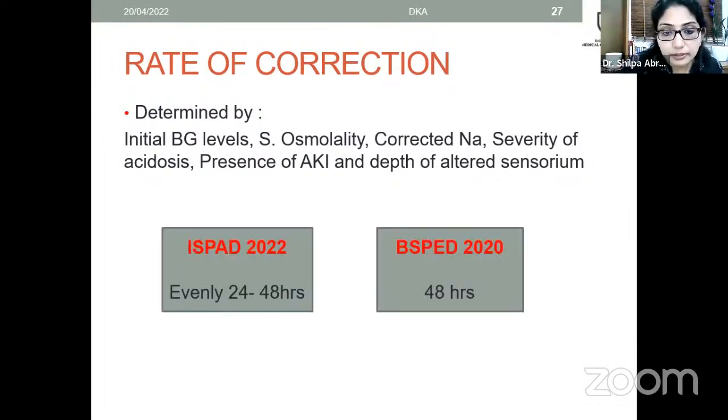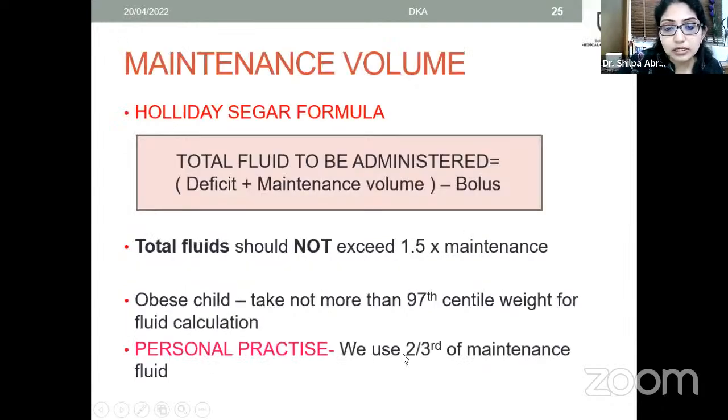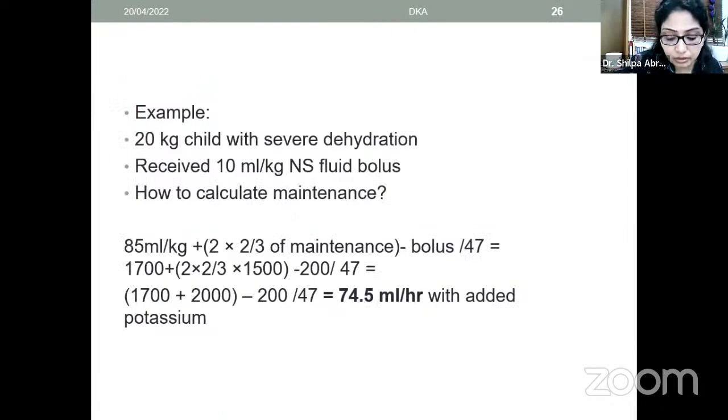And over how long should you correct it? How long should you give this fluid over? This fluid is usually given over 24 to 48 hours, and the consensus is generally 48 hours. So whatever fluid you get here, you divide by 47. Why 47? Because your bolus is already gone in 1 hour and you have 47 hours remaining out of the 48. So divide this by 47 and you get your ml per hour of fluids.